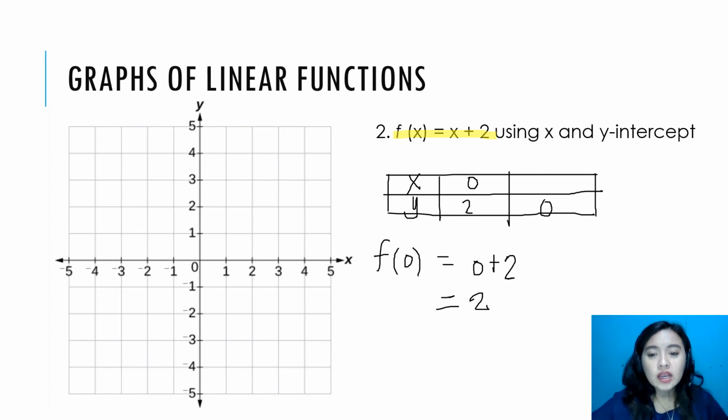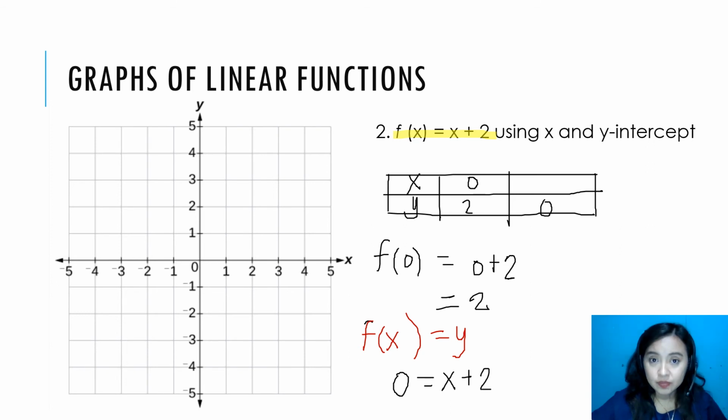Okay, for y, if you recall, kani siya nga symbol, function symbol nga f of x, this is just equivalent to y. Di ba? Sa atong previous lesson. So, kung si y daw kay 0, this will become 0 is equal to x plus 2. Okay? And if we simplify that, that will become negative 2 is equal to x. So, if 0 si y, atong x is negative 2.